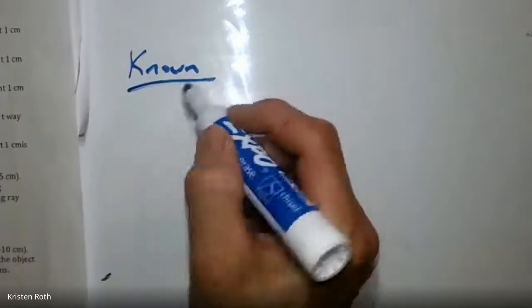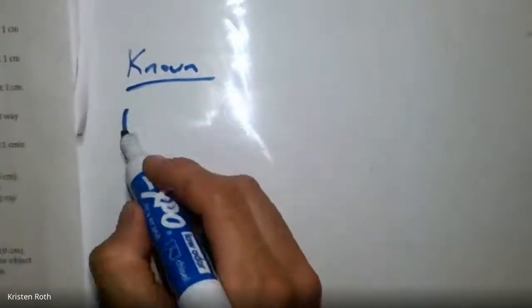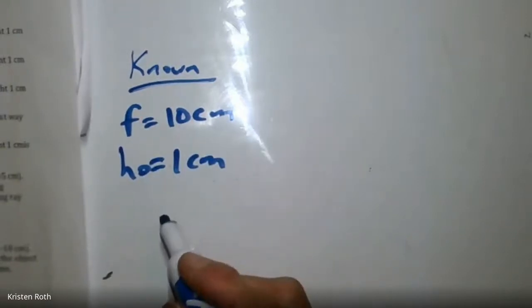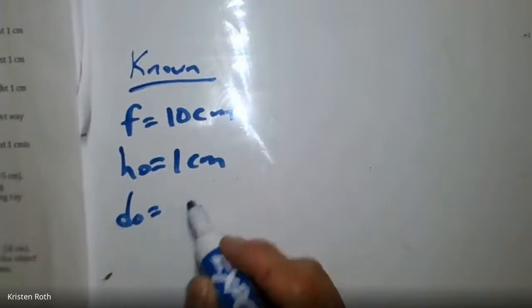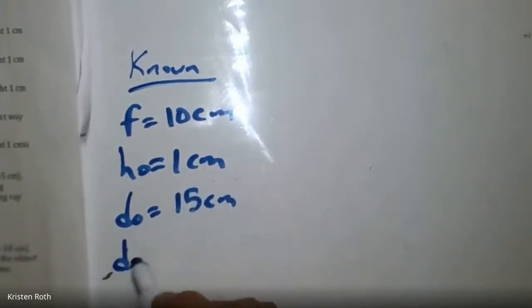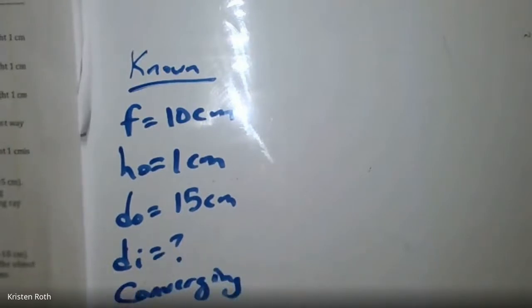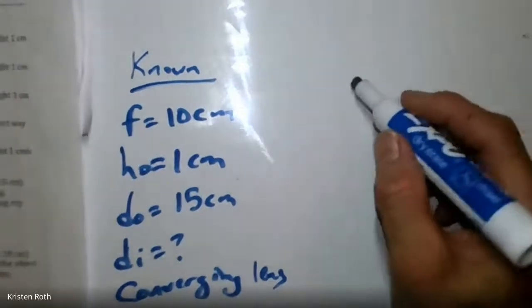So, like I did before, you always start with writing out your knowns. What do we know? We know that the focal length is 10 centimeters, just like question 1. We know that object height is 1 centimeter. We know that object distance, do, is 15 centimeters, and we are looking for di. Okay? Good. And again, like I did before, I always like to write out other information. It's a converging lens.